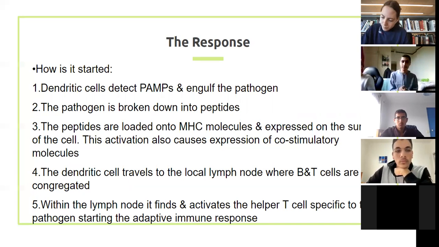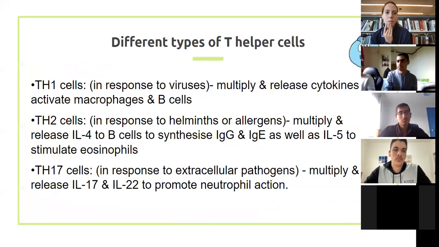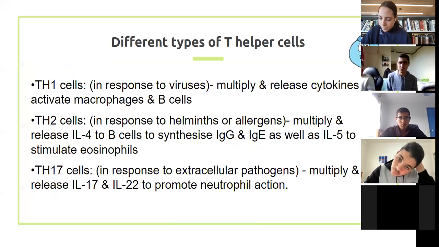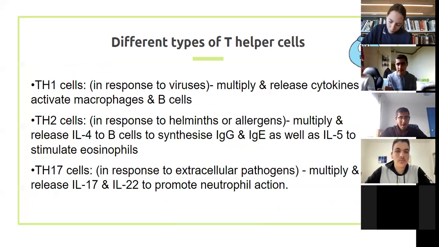But it's specific. That's the most important part that you sort of, I guess, have to take away from today, is that the adaptive response is specific. So there's going to be a specific T and specific B cell for that antigen or for that bacteria. So there are different types of T helper cells. There's 1, 2, and 17. They're the important ones you have to know. And pretty much all you have to sort of get from this is 1 response to viruses, 1 response to helminths, which are like those worms or allergens, and 1 response to bacteria. So that's 1, 2, and 3, 1 to 17 respectively.